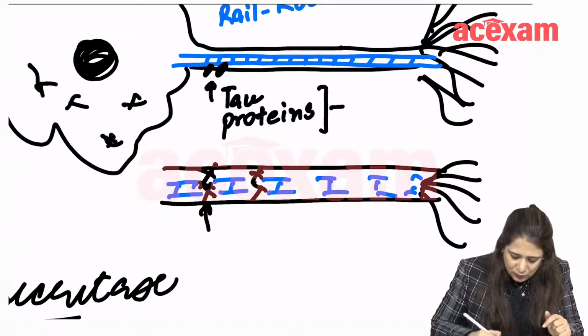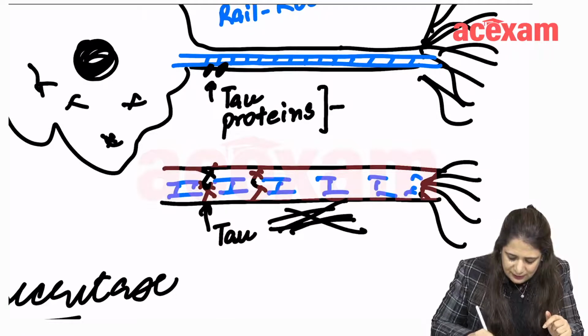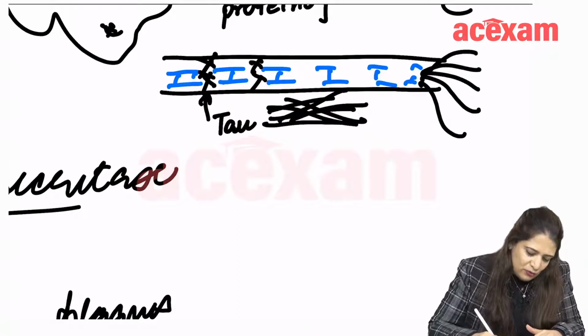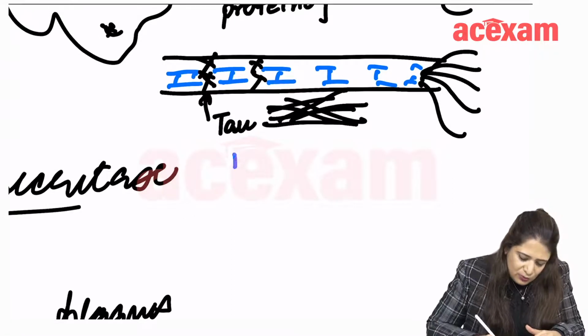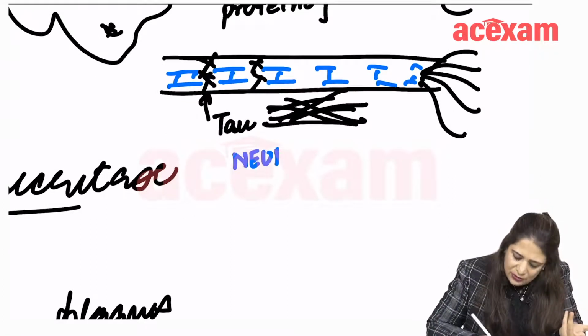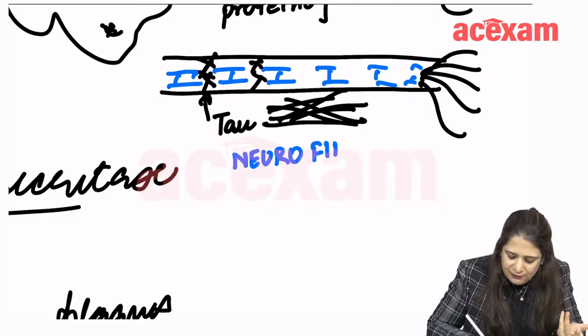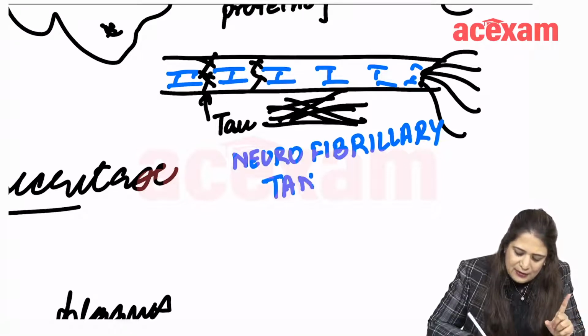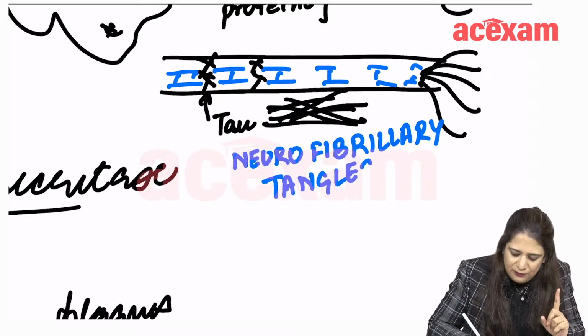And when these tau proteins, which are actually fibrils, get deposited, they are known as neurofibrillary tangles. Neuro because they are deposited in the brain tissue, fibrillary because they have a fibrillary, fiber-like appearance, and they are getting tangled together. So that is the pathophysiology behind neurofibrillary tangles.